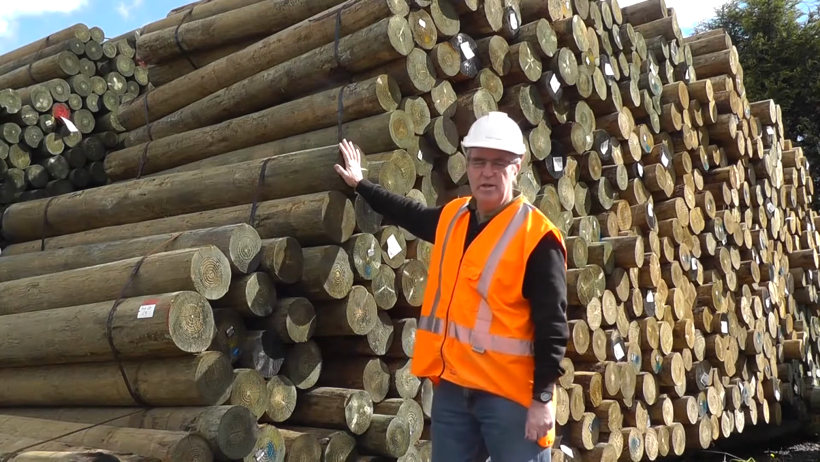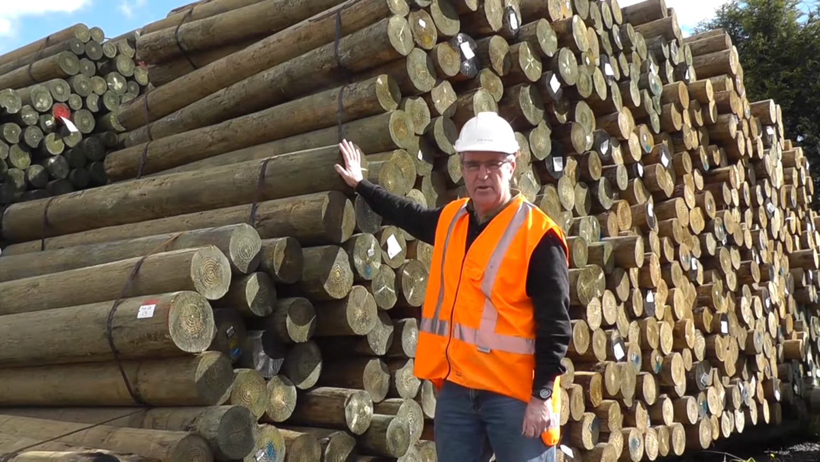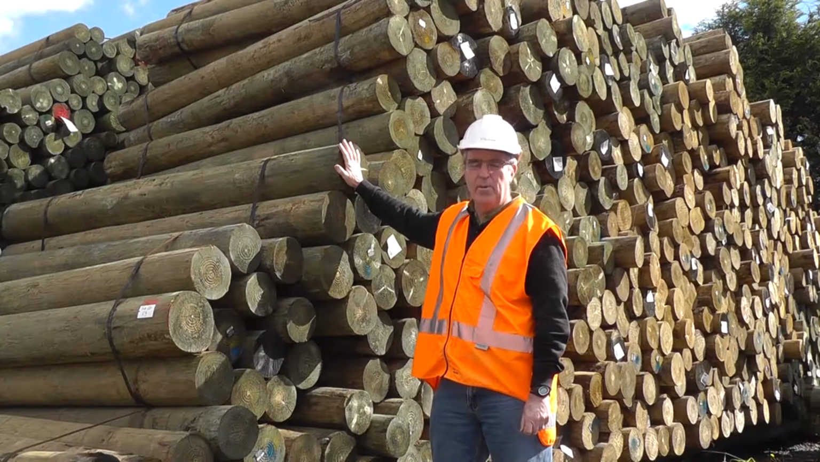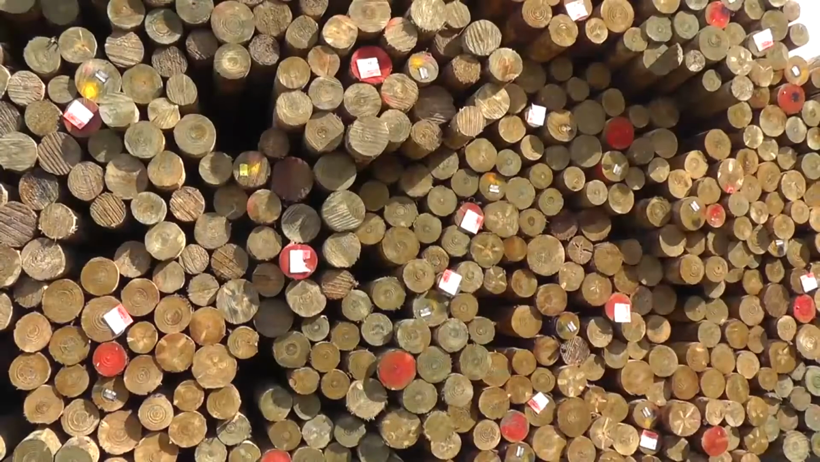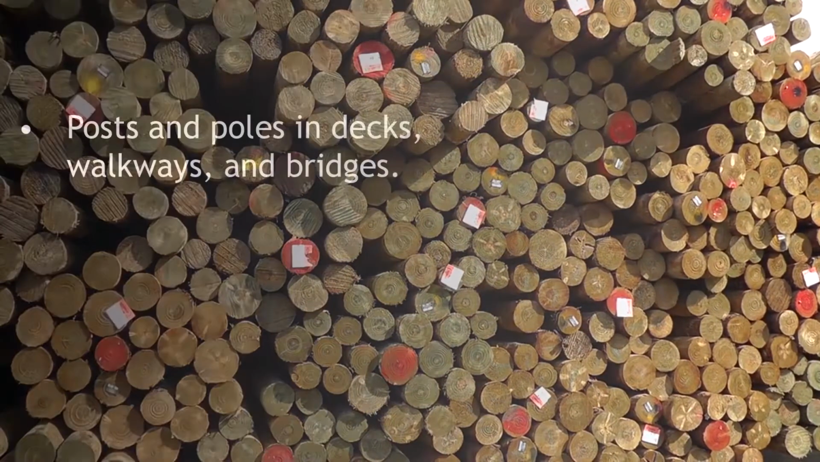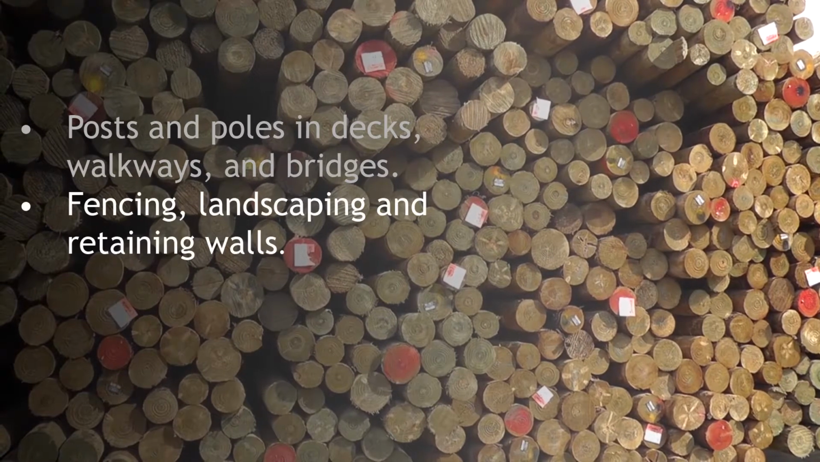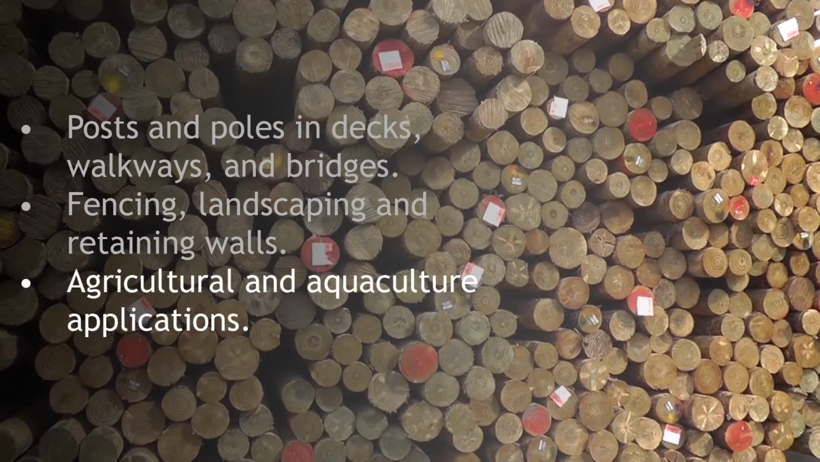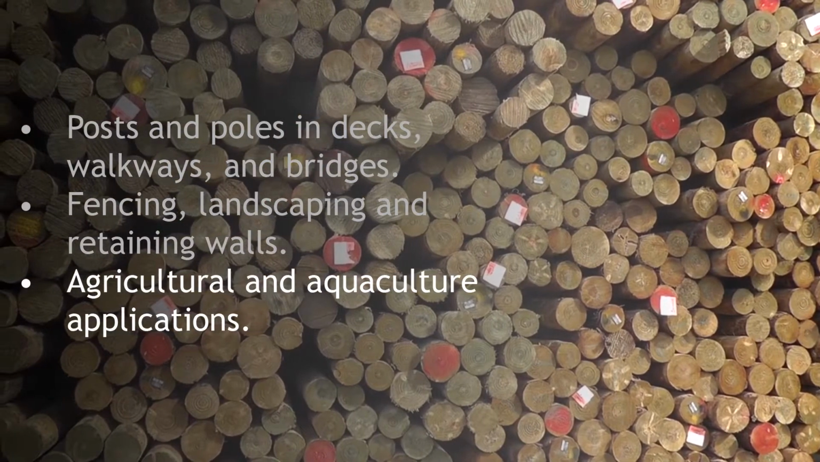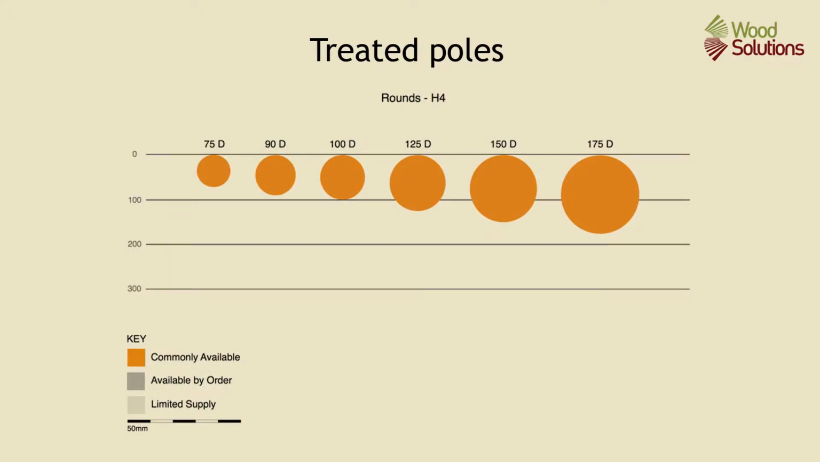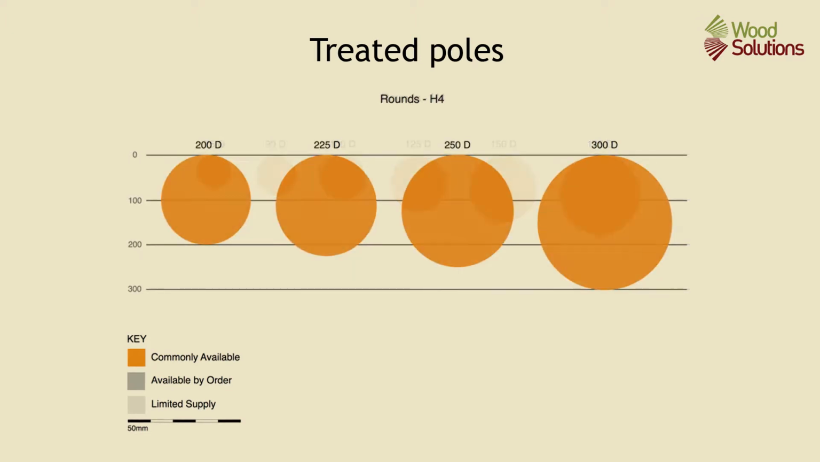These ones, they're all destined to go to the agricultural industry, and they'll be used predominantly in fencing. Other applications include posts and poles in decks, walkways and bridges, landscaping and retaining walls, and a wide range of agricultural and aquacultural applications. Shaved and treated timber rounds are available in various lengths and sizes, from diameters as small as 75 mm to as large as 300 mm or more.